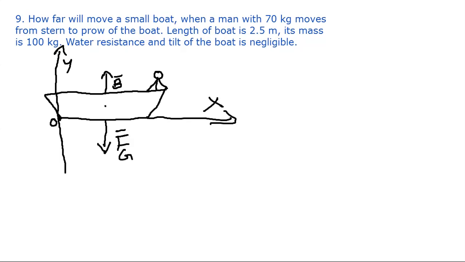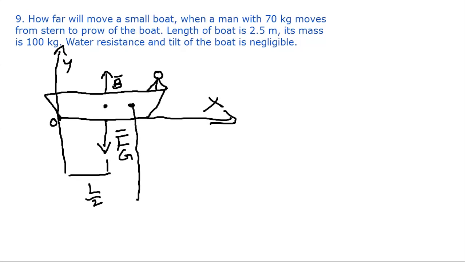So, if this is the center point, the center of mass of just boat alone is L by 2. Yeah, this is half the length of the boat. And the center of mass of the system will be little bit to the rightwards because the man has some weight. So let us put here is the center of mass of the whole system.